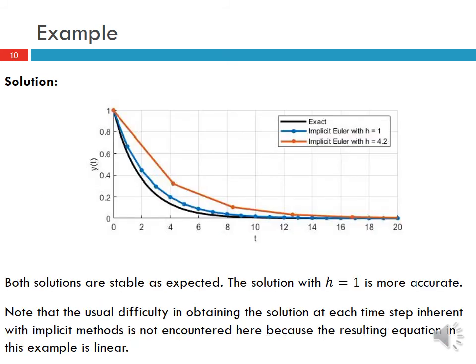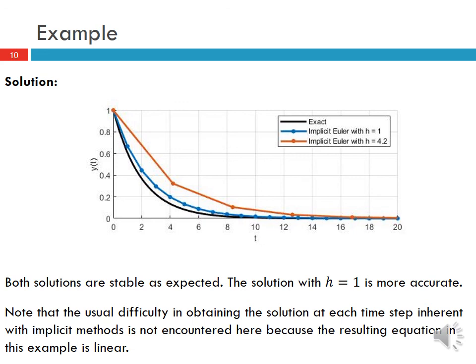And if we do this and plot the solution, we get something like what is shown here. So the black is the exact solution, the blue shows the implicit Euler with h is equal to 1, and the orange shows the implicit Euler with h is equal to 4.2. You can see that both solutions are stable as expected, and the solution with h is equal to 1, the smaller time step, is more accurate. And you can go back and compare this with the same example where we used the explicit Euler method, where it was stable for h is equal to 1 and unstable for h is equal to 4.2.